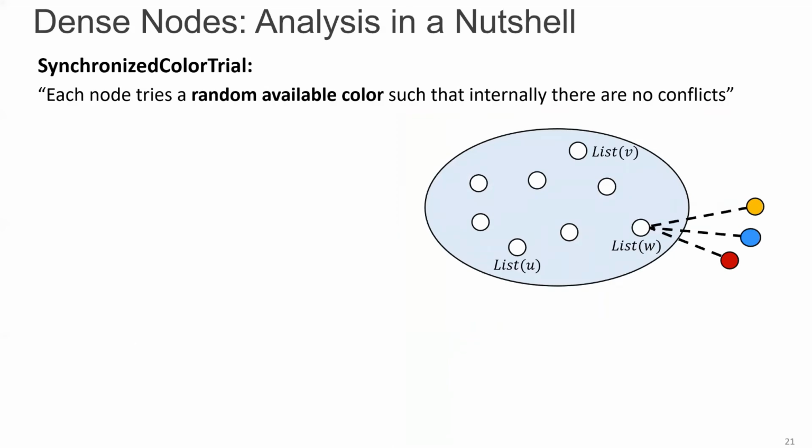We want to have this synchronous color trial. We want every vertex in an almost clique, so on the right, what you see here, this is an almost clique, to pick a random available color such that internally inside this almost clique, no conflicts appear. And it's important here, we've already done a lot of coloring before in previous steps. So every vertex has some neighbors outside of the almost clique or even inside the almost clique that are already colored from the slack generation and the steps that we did before. So everyone only has a list of available colors here.